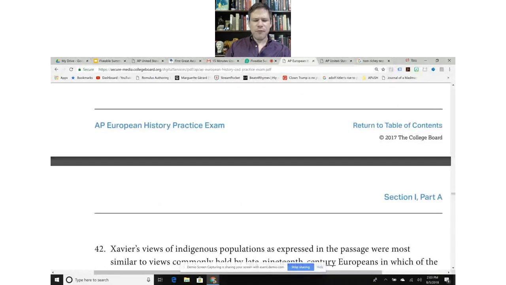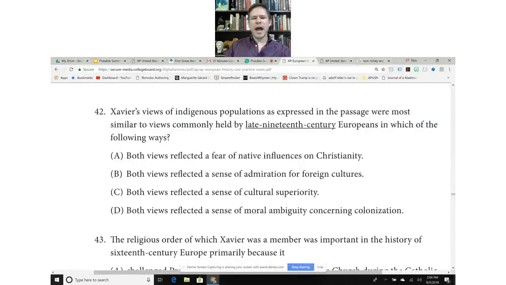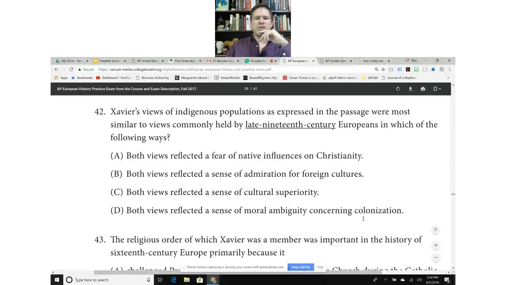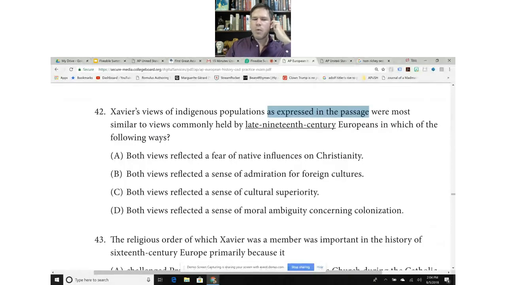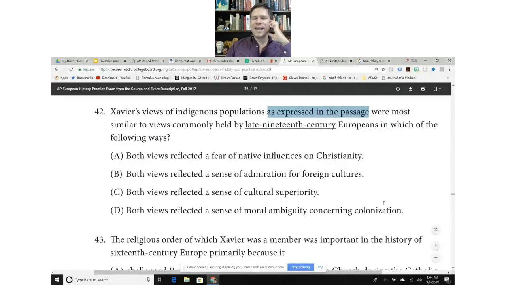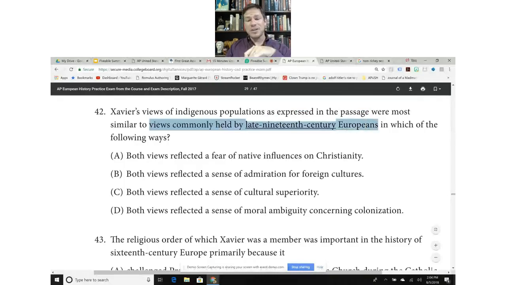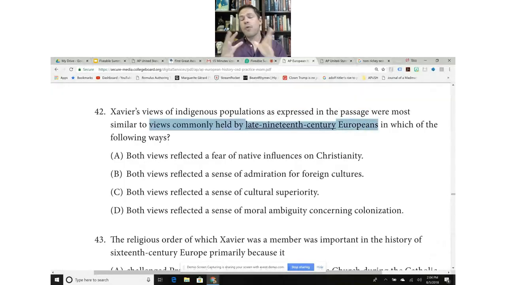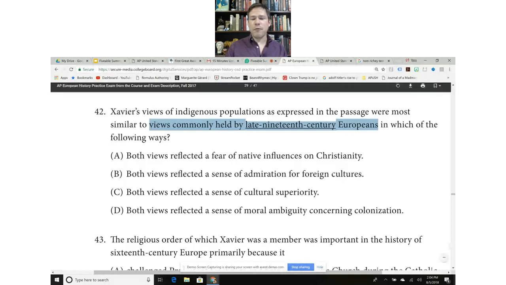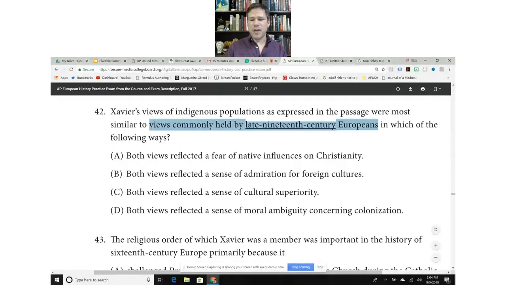And then if we look here, there's another one that I would note: Xavier's views of indigenous populations as expressed in the passage. Now, we may need to look or not, but were most similar to views commonly held by late 19th century Europeans in which of the following ways. Now, there is a strategy to this one, okay? Because in order for an answer to be correct, it must also reflect a view of late 19th century Europeans, okay? And so when we think about this, okay, A: both views reflected a fear of native influences on Christianity.